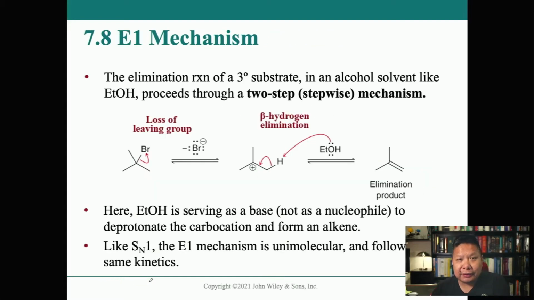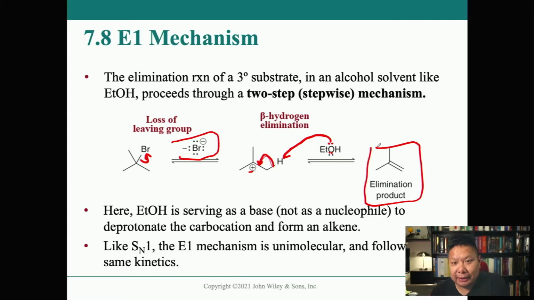So that takes us to the elimination reaction. The elimination reaction of a tertiary substrate in an alcohol-like solvent, EtOH, proceeds through a two-step stepwise mechanism. Again, we begin with the bromine leaving group leaving on its own. And then the EtOH acts as a base. It comes over here and pulls off a beta carbon hydrogen. That bond comes down, makes a double bond to fill in this carbocation, and we get our elimination product, which is the alkene, right?